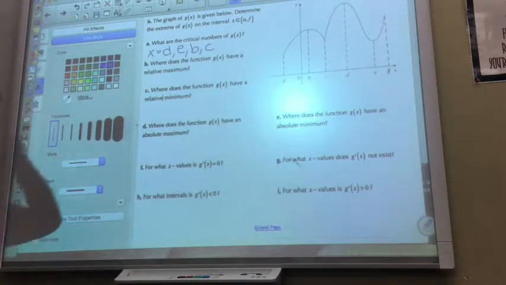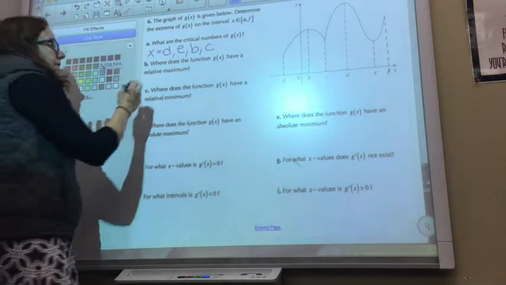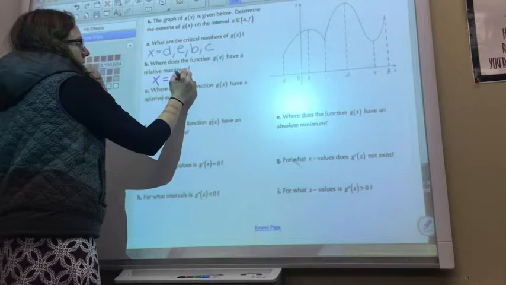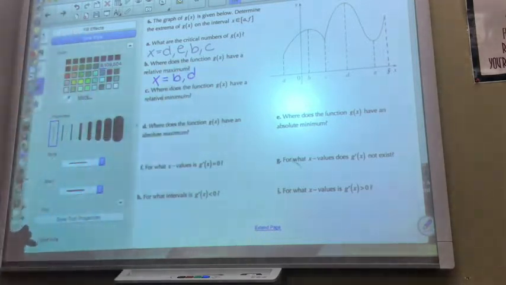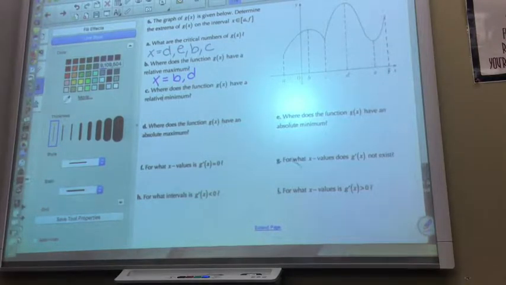Rocket, where does g of x have a relative maximum? B, D, and does F count as well? No, f would not be a relative maximum, but b and d are. Because for a function to have a relative maximum, your derivative needs to change from positive to negative. And at f, yes, our derivative would be positive on the left-hand side, but on the right-hand side, our derivative doesn't even exist because the function isn't there.